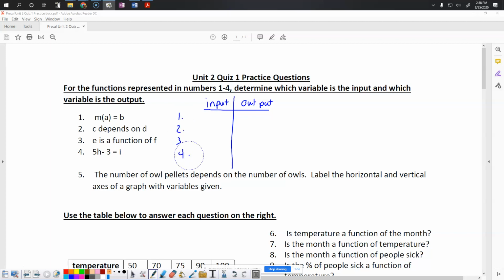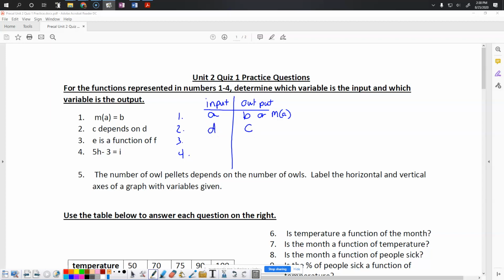So for number 1, the input is the one in parentheses, so that would be A. The output would be the one on the other side of the equal sign. You could technically also say it's M of A. That would work as well. Number 2, whenever it's written out verbally like that, the one that comes first, C, is the output. The other one is the input.